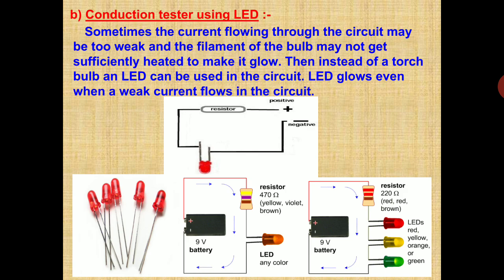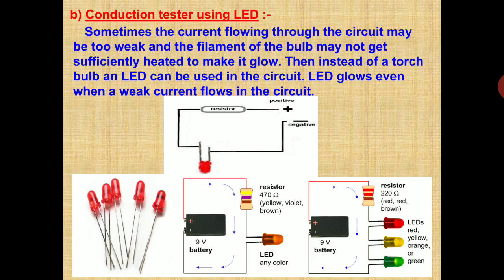A conduction tester can also be made using an LED. Sometimes the current flowing through the circuit may be too weak and the filament of the bulb may not get sufficiently heated to make it glow. Then instead of a torch bulb, an LED can be used in the circuit. An LED glows even when a weak current flows in the circuit.